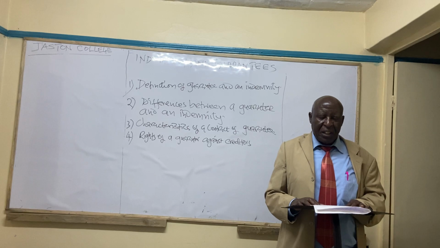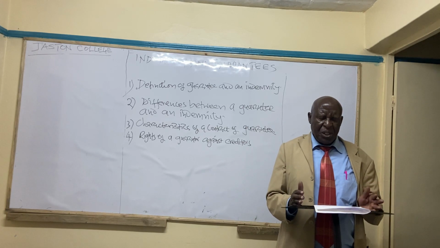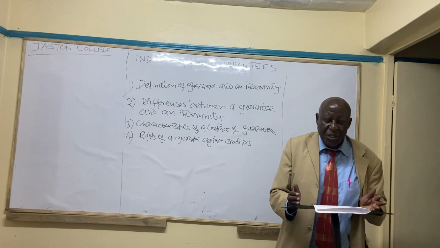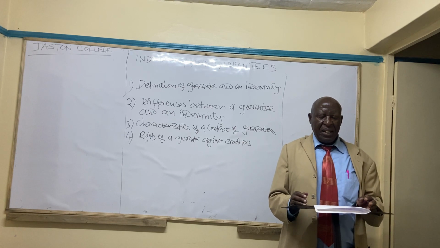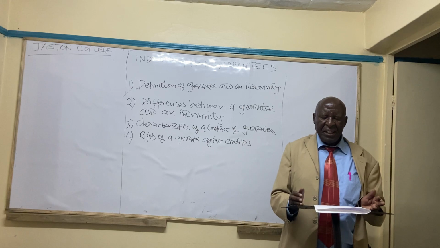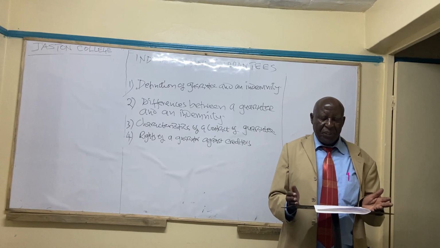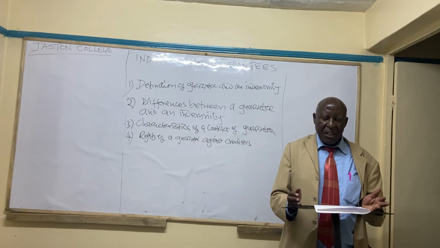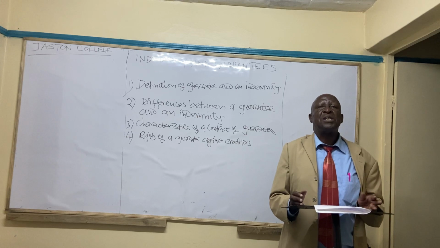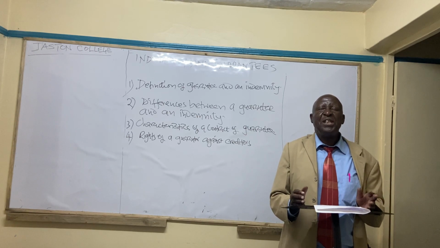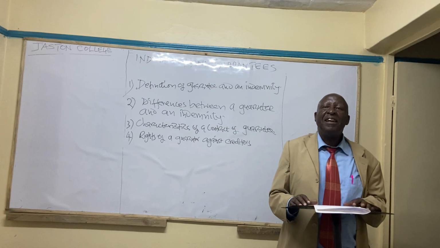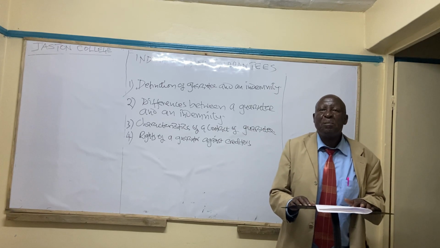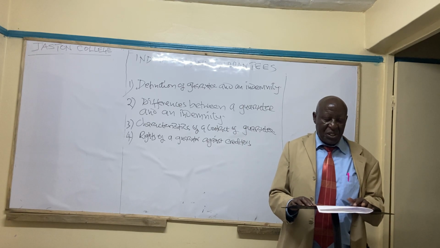Let us also look at the characteristics of a contract of guarantee. In short, it consists of three parties, as I've already told you: the guarantor, the creditor, and the principal debtor. The guarantor's liability is secondary or collateral. The guarantor has no interest in the transaction between the parties. For him, his interest is, in case he fails to pay, I will come and pay. And after paying, he will go back to that person to ask him to pay him back his money. He has that right.